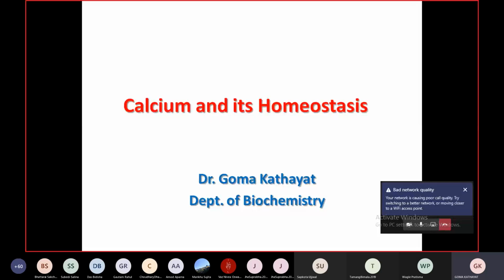And what about its physiologic action on kidney? It increases the urinary excretion of calcium and phosphate. Okay, very good. So overall it decreases the serum calcium level. Okay, calcitonin.